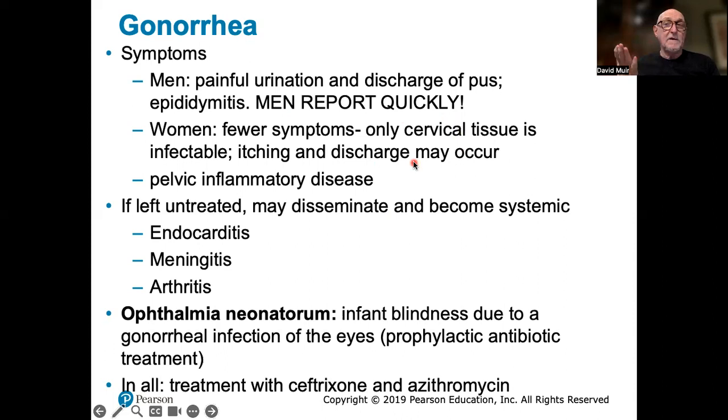In women, because only the cervix is infected, they may not know at all that they are infected. There may be itching and discharge, but very often women will be completely unaware of the fact that they have been infected. This is very dangerous on two counts. First, they are infectious, and if they are sexually active with more than one partner, they can definitely spread the disease. The second reason it's so dangerous is because the Neisseria can spread up the reproductive tract, and it can be responsible for a number of different disorders throughout the reproductive tract.